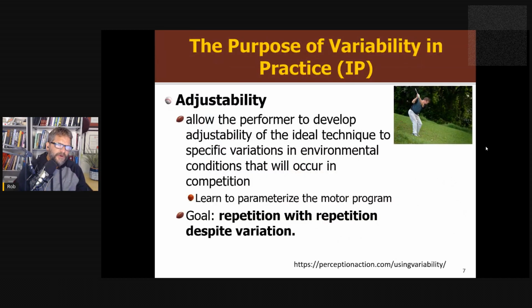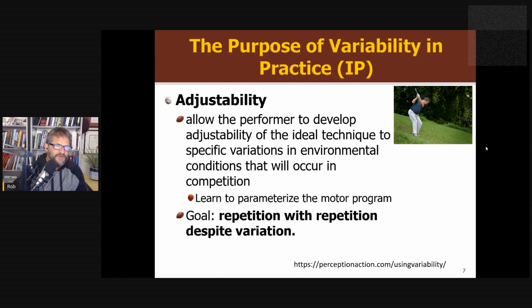From this, another important concept I like to talk about is the difference between adjustability and adaptability, right? In the traditional view, what we want to do is teach adjustability. So we're going to teach you this one correct ideal way to shoot, and you're going to develop, presumably, a motor program, this stored information in your head about the parameters for shooting, the structure of a jump shot. And then what you're going to do is learn to adjust that ideal based on the situation.